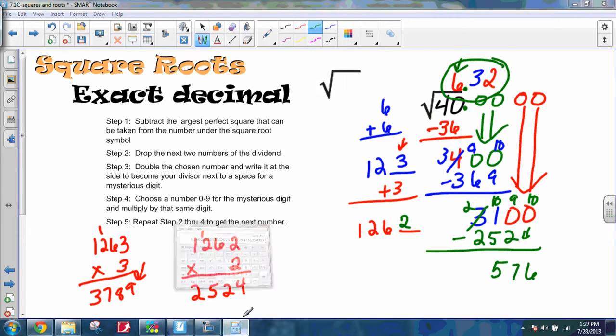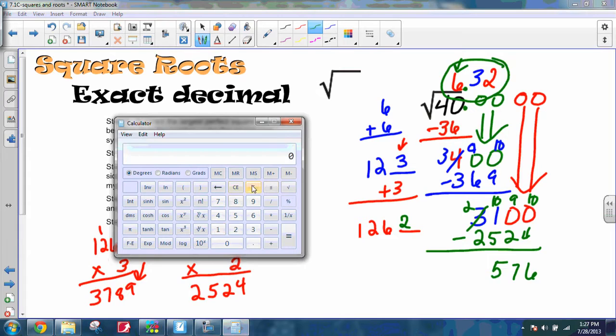Now, if we look at our calculator, let's see how we did. So we had 40, take the square root of that, 6.32. So there we have it.